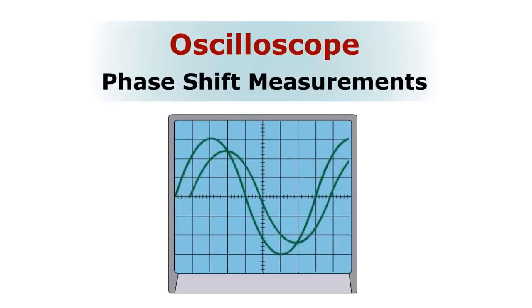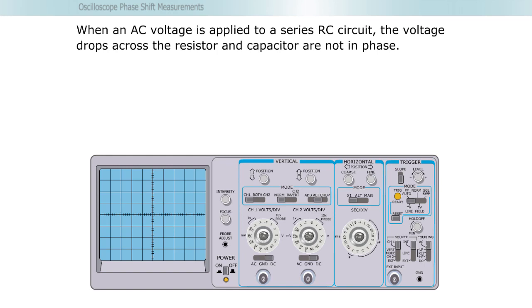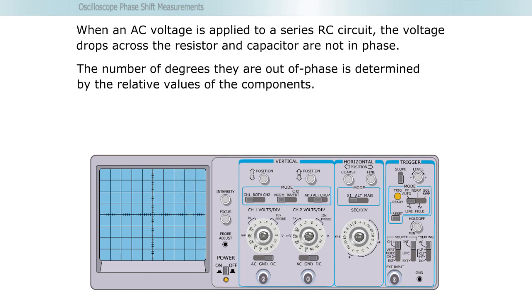Oscilloscope Phase Shift Measurements. When an AC voltage is applied to a series RC circuit, the voltage drops across the resistor and capacitor are not in phase.